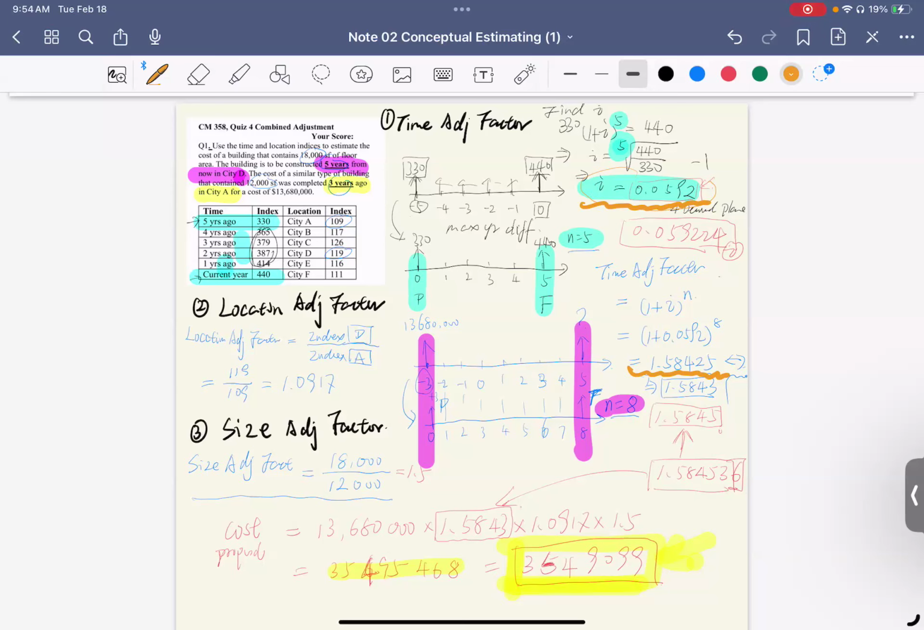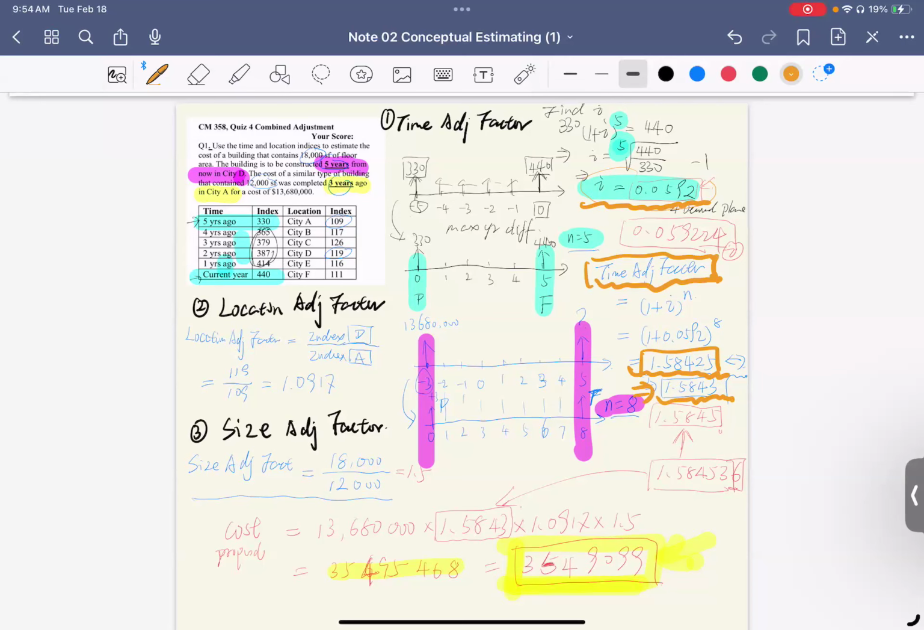You need to round up, yes. Because the last digits are 25, you need to round up to 30 if you want to keep 4 decimal places. So I have this number here, right? And you need to round it up. So change the 2 to 3 and drop the 5. So that's the time adjustment factor.